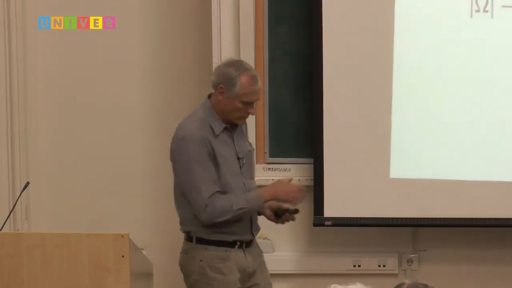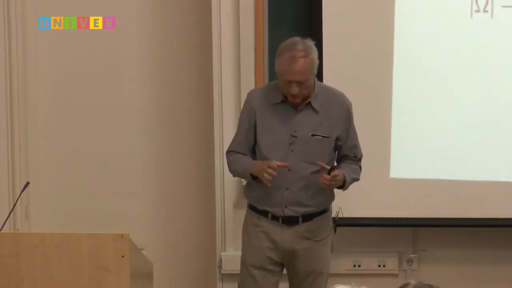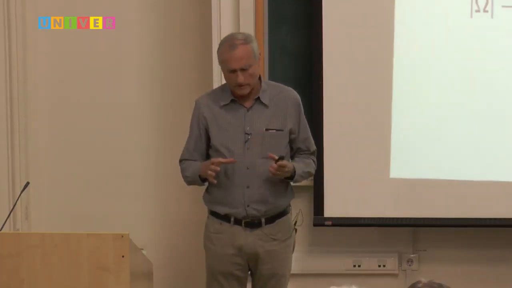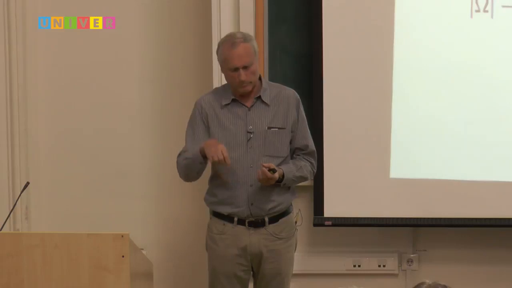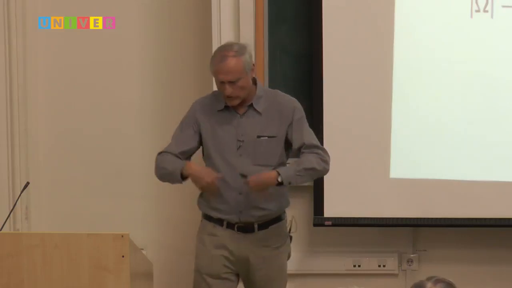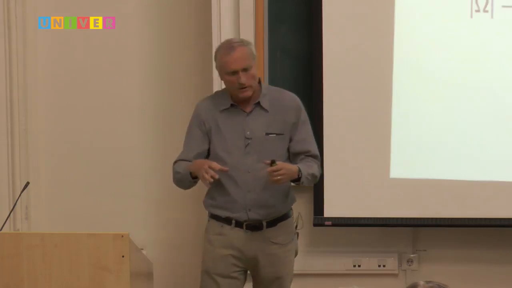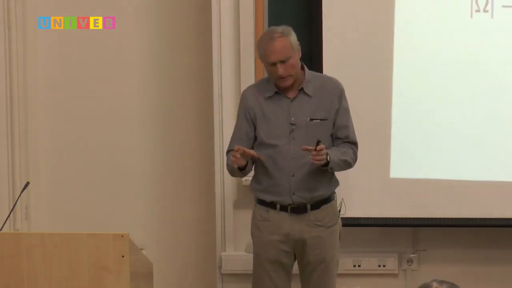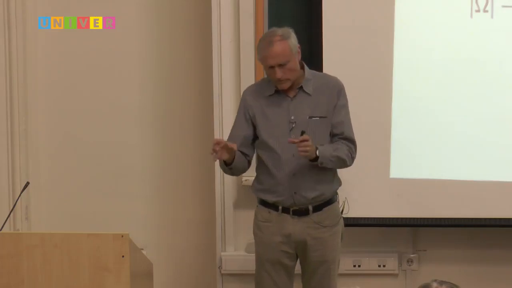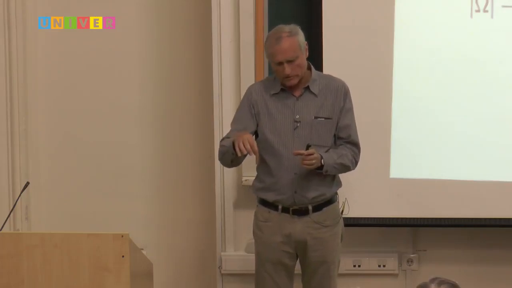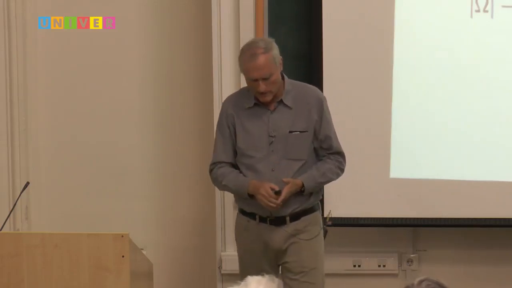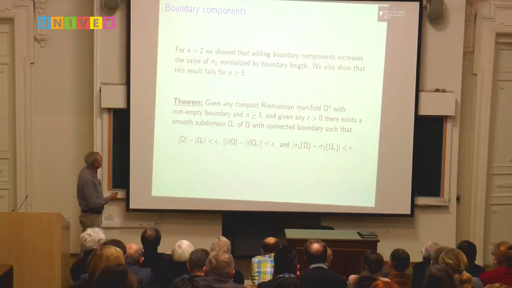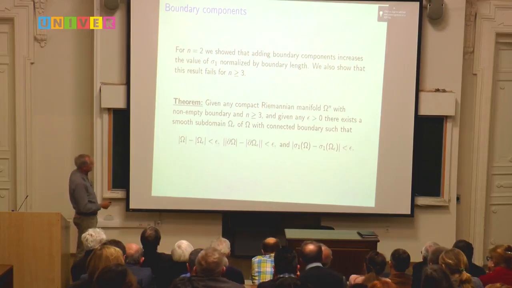Another thing we proved, which I didn't have time to talk about too much: in the two-dimensional case, a key aspect of our proof for more boundary components is that when you add a boundary component, that is, you punch a hole in the surface, you actually increase the value of sigma star. So if you consider the supremum for metrics on a surface with an extra boundary component, it's strictly bigger than that for the original surface. You can ask the same question in higher dimensions, and that turns out also to be false.